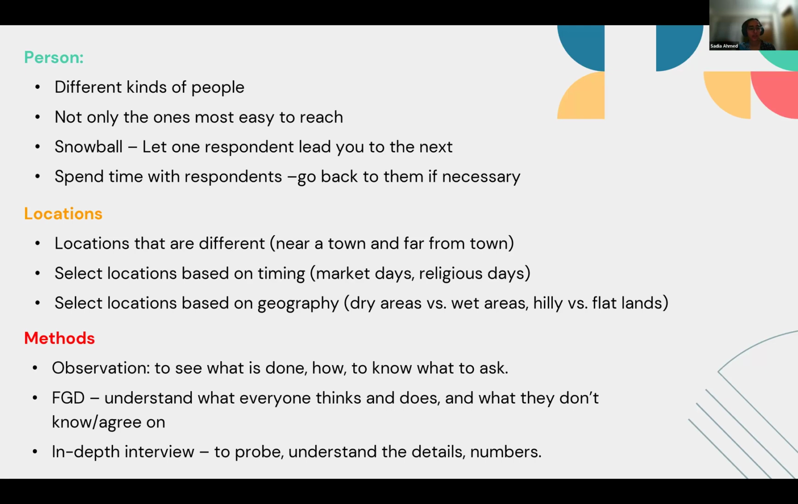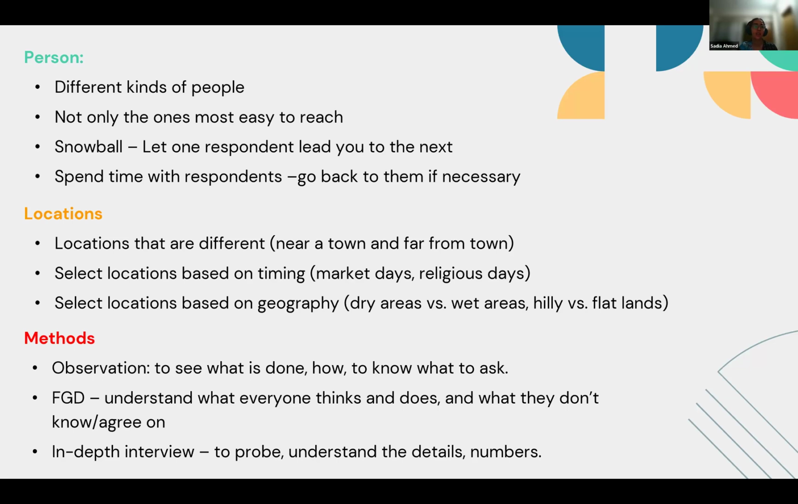Then, and this is what we will focus on a lot more in the next few slides, you also vary your methods. You use observation so that you can see what is done. You know what to ask or how to ask so that you can get a sense and see what things are. Observation is mainly to give you a visual idea. You can use focus group discussions so that you get an understanding of what everyone thinks and does and what they don't know or what they agree about. You may do an in-depth interview, which is where you can sit with one person, probe with them and understand the details and the numbers.